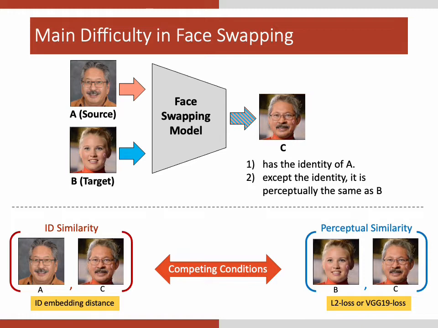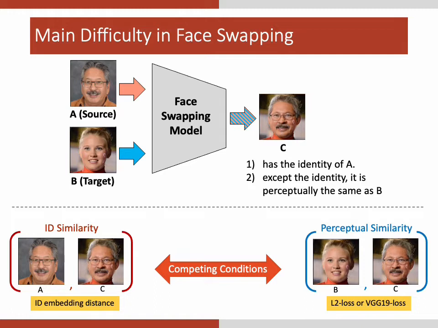To consider the two conditions, two loss functions are usually employed: ID similarity loss and perceptual similarity loss. The ID loss is formulated quite straightforwardly. We use an ID embedding model to extract the ID information as vectors and compute the distance. In contrast, it's not easy to design the perceptual loss.